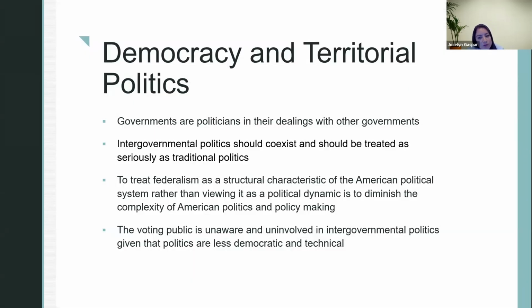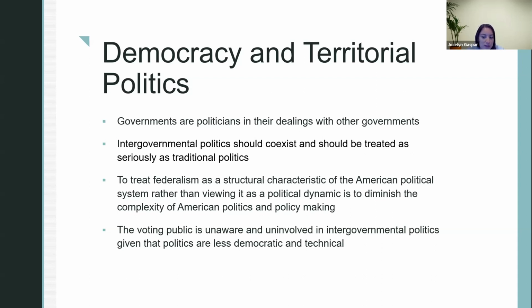And the article then moves to discuss democracy and territorial politics. So Sprague begins by stating that governments are politicians in their dealings with other governments. So much like how conventional politics uses elected officials and interest groups, governments in this instance use judges and national legislators. For example, judges allow governments to circumvent other levels of government, while national legislators can force state and local borrowers to change their ways.